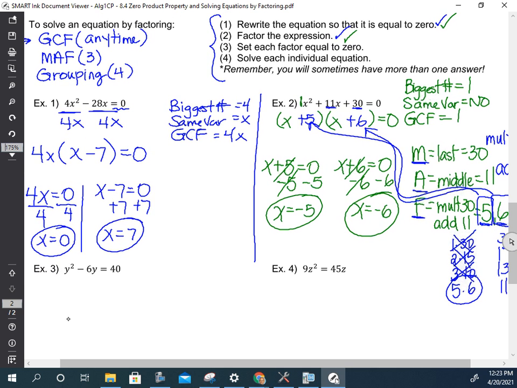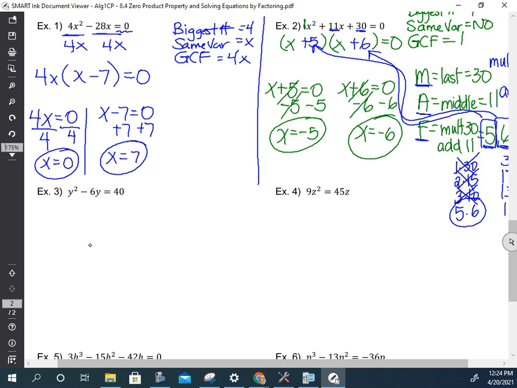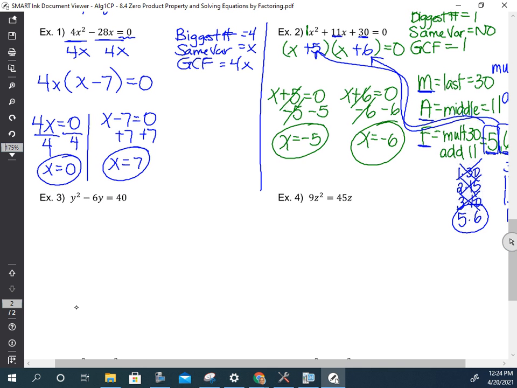So, what's wrong with example 3? What is it not equal to? Not equal to 0. So that means you have to force it to equal 0. So we have to force the problem to equal 0. But here's how we force the problem to equal 0.